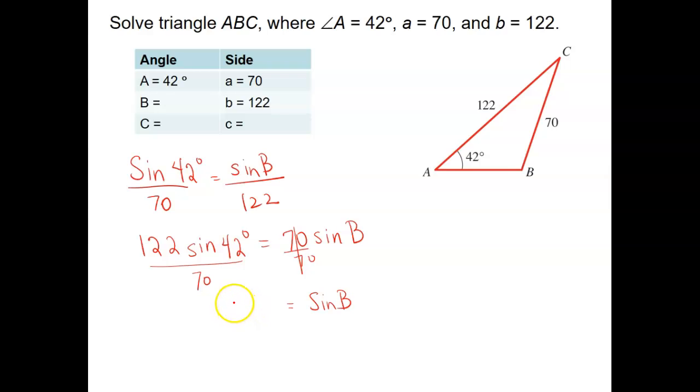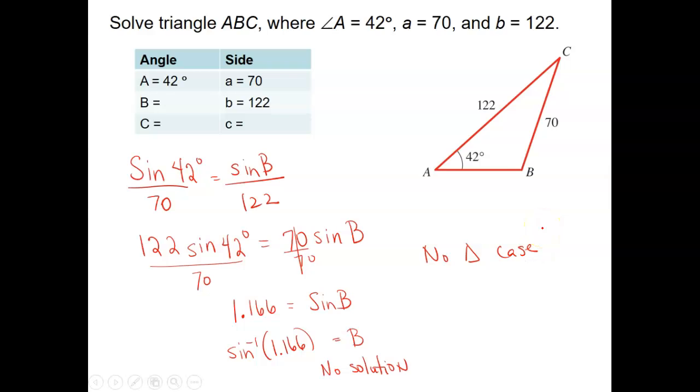When I put that in the calculator, I get 1.166. So B is going to be the inverse sine of 1.166. But because I can't put a value larger than 1 in here and take the inverse sine of it, I get no solution, or I get an error when I put that in the calculator. So this is why this is the no triangle case.